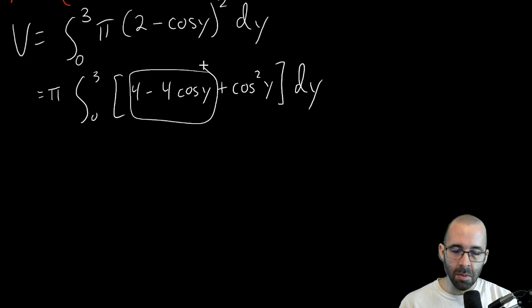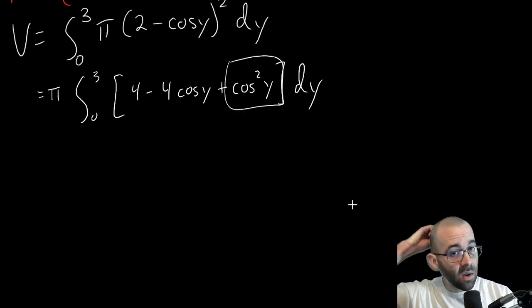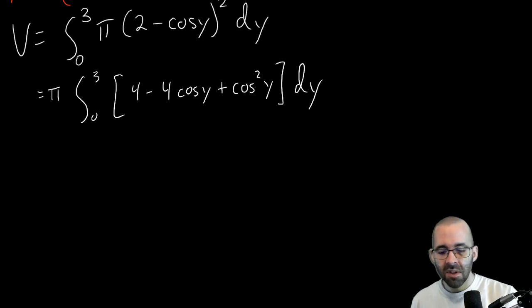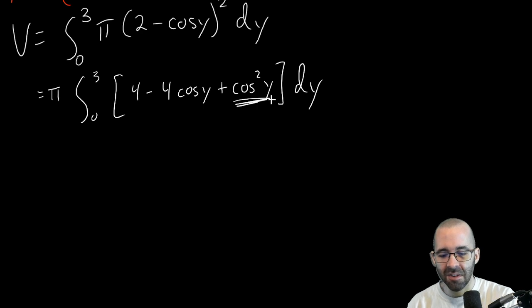We can integrate this, no problem. But we can't integrate this right now. So we're going to have to use a power reduction formula, a trig identity, in order to touch this thing. Hopefully, you've seen this somewhere before.